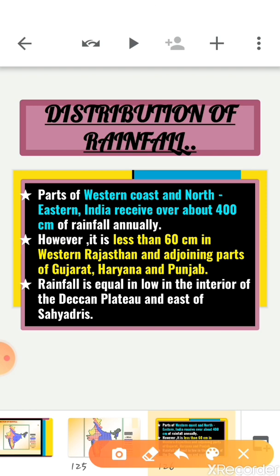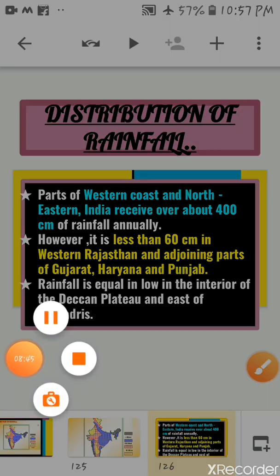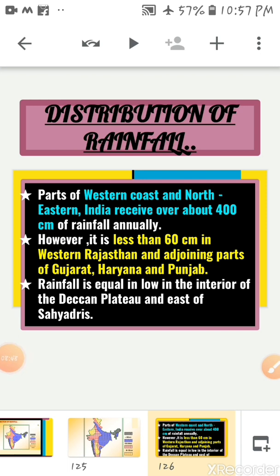As I said, rainfall is unevenly distributed in our country, as will be evident from the following points. First of all, parts of the western coast and northeastern India receive over about 400 centimeters of rainfall annually. Next, however, it is less than 60 centimeters in western Rajasthan and adjoining parts of Gujarat, Haryana and Punjab. Now the question is, why do these regions receive low rainfall?